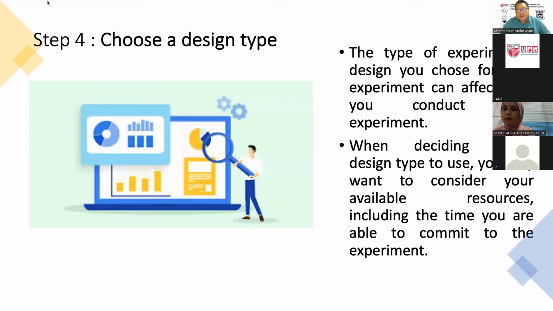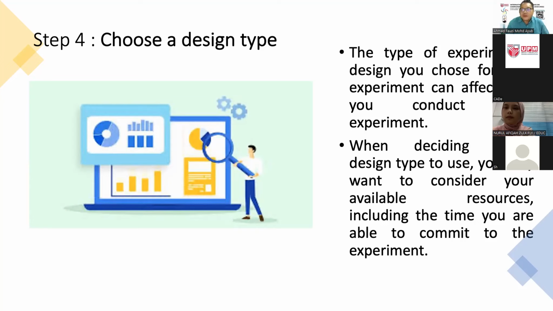Choose the design type. I will explain this after this topic. We have different types of research design in experimental studies. We have the pre-experimental design, the true experimental design, and towards the end, the quasi-experimental design. And each design has sub-designs, so later on we will explain that. The type of experimental design you choose can affect how you conduct your experiment. If you choose the true experiment, there is a different way of conducting it, and also for the quasi. Later on, I will go into detail on the experimental research design.